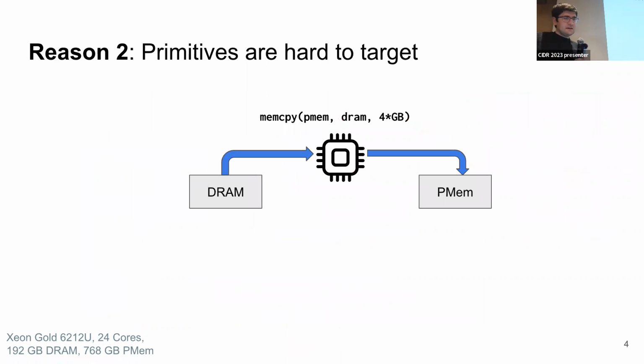Second reason is primitives are often hard to target. Take another example. We have some data that's stored in DRAM, and we want to, for example, our runs are now sorted, and we want to move them to something where we have more space, like, for example, PMEM in this case.